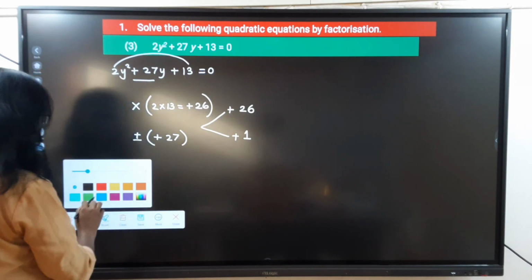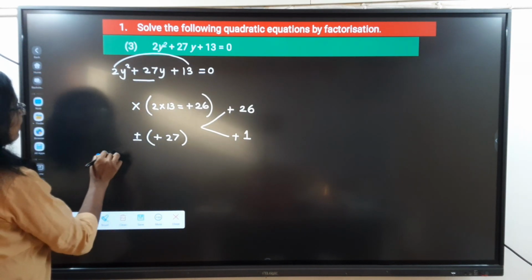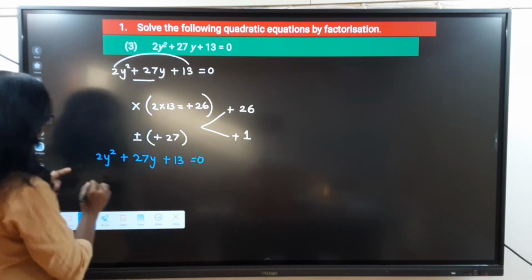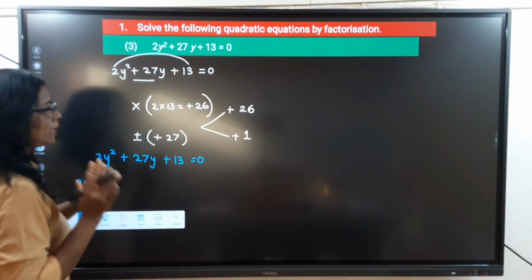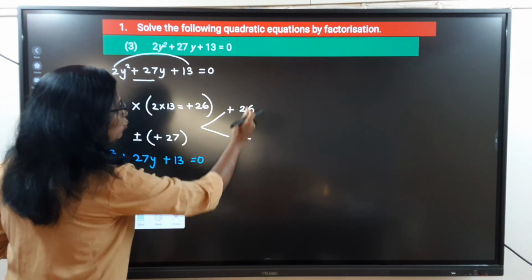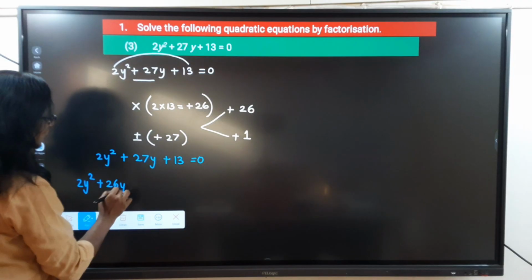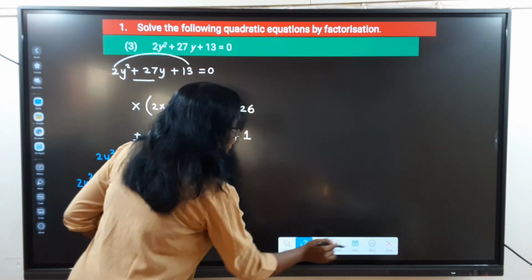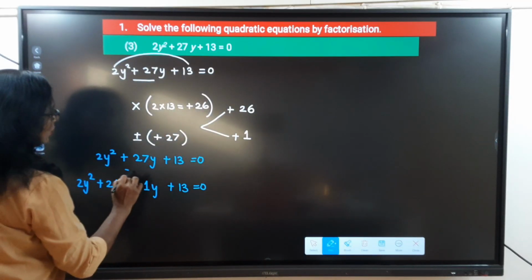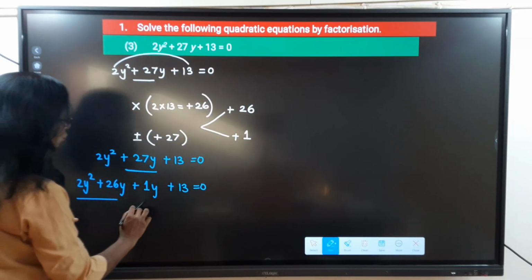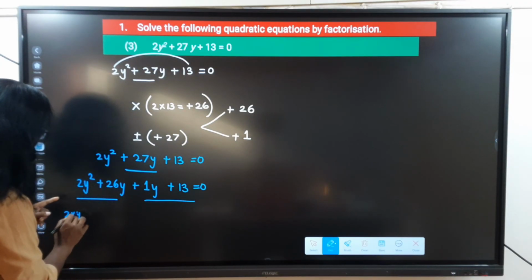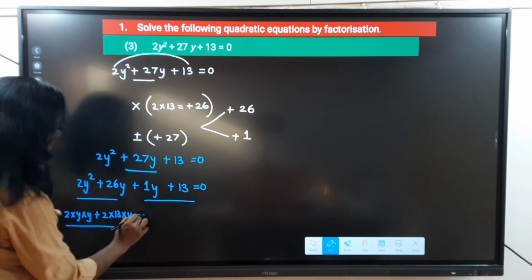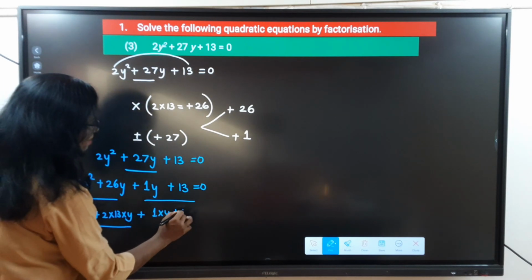Now our next step is to write down the equation as it is: 2y² + 27y + 13 = 0. Then I write down 2y² as it is, and then write these two numbers one by one in place of the middle term: 2y² + 26y + y + 13 = 0. Now make two groups: 2 × y × y + 2 × 13 × y + 1 × y + 13 × 1 = 0.